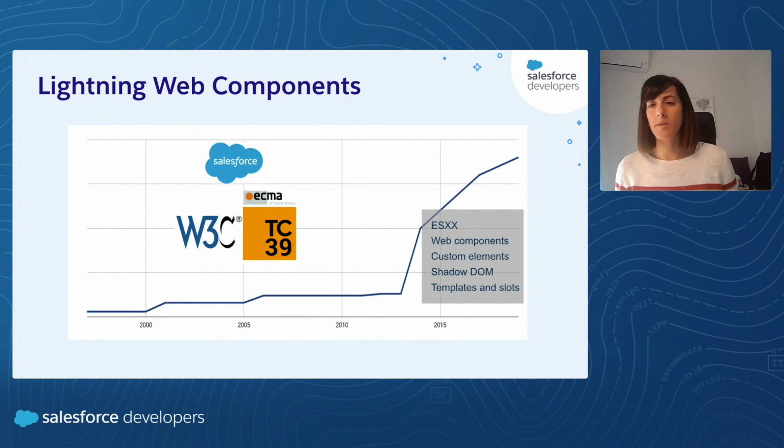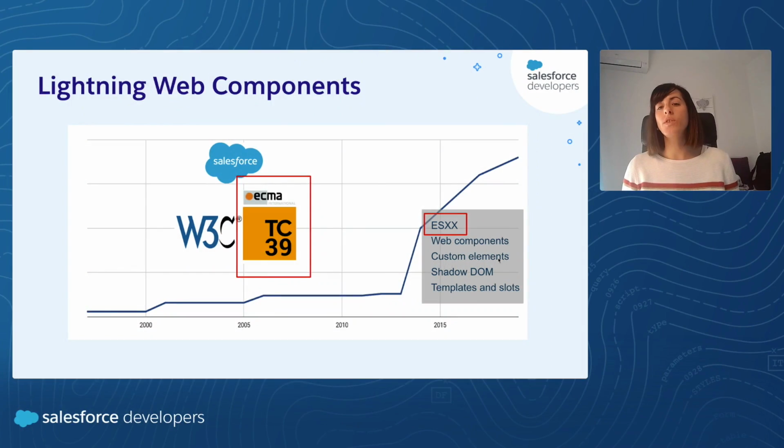I have a couple of other videos talking about Shadow DOM and other Web Components standards. But today we're going to focus on the second pillar of web standards that Lightning Web Components embrace, which are all the ECMAScript specifications and the features that come in the different specifications that are published every year.